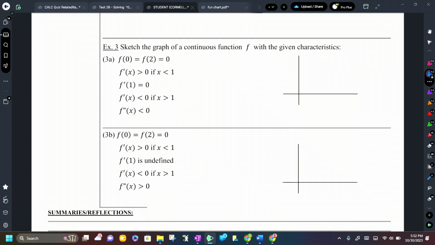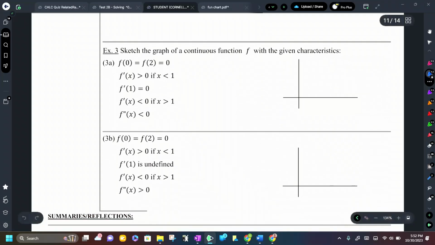So we're back and we're working on example 3, A and B, and we're given some information and we have to sketch a graph of a continuous function with the given characteristics. Now we're sketching the graph of f, and so we need to think about what some of these things mean, right? If f of 0 is equal to f of 2, that's equal to 0, that's not a big deal. That's just where our intercepts are.